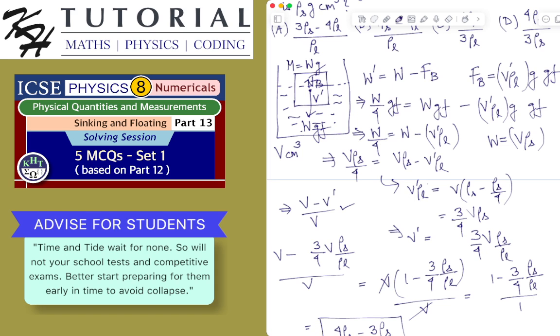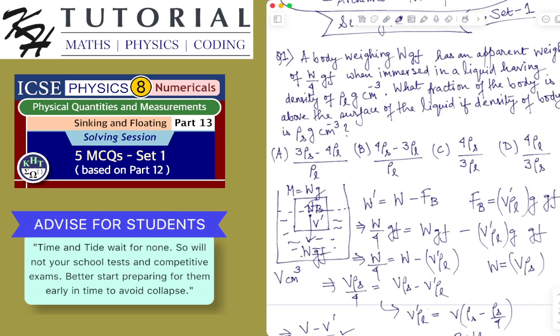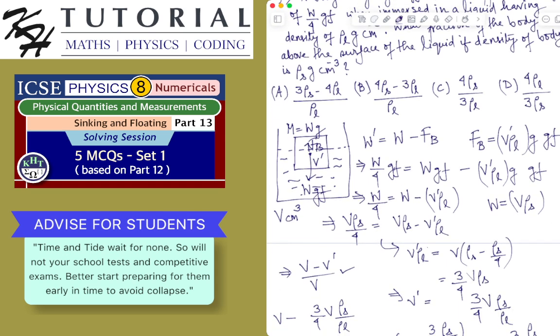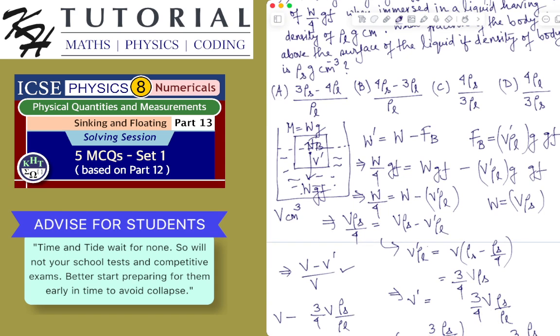Now let's see if I correctly expressed V dash in terms of V and rho S. The apparent weight is given to be W by 4 gf. So we have W by 4 gf is equal to W gf minus FB. FB is V dash rho L. So we have W by 4 is equal to W minus V dash rho L.